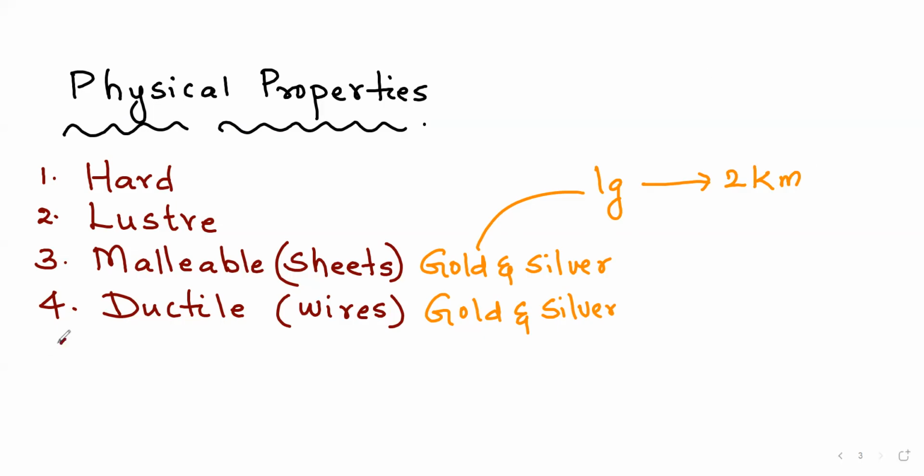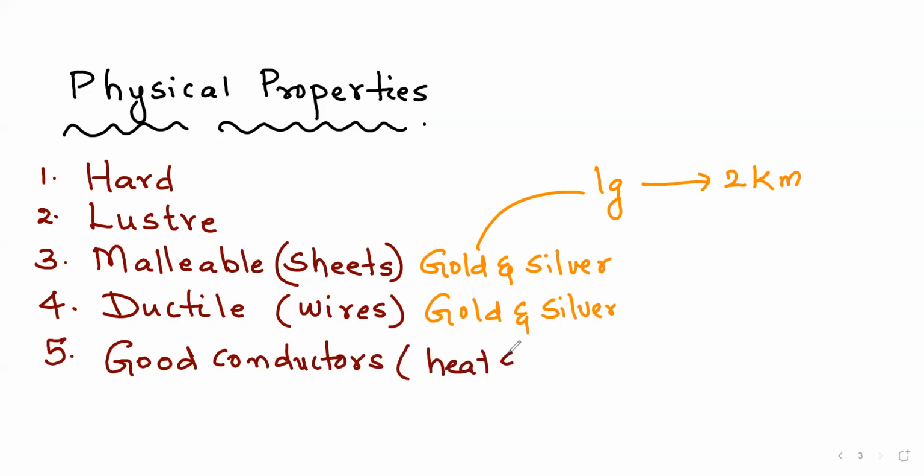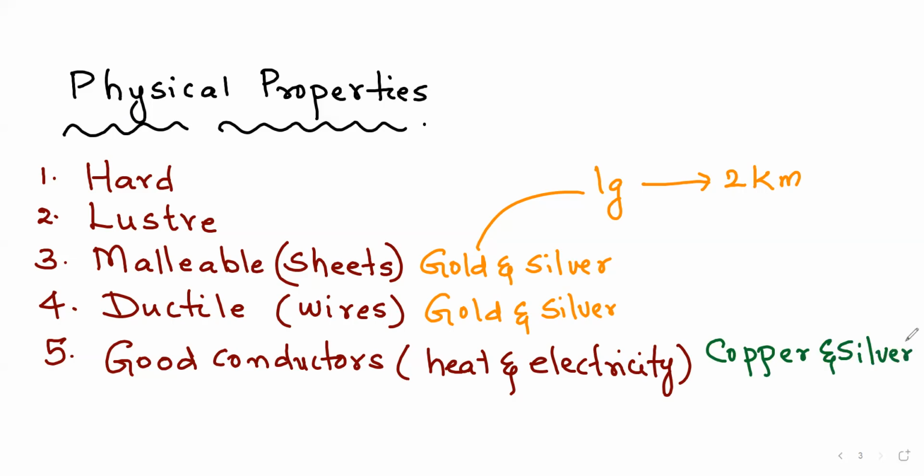Among the remaining properties, most metals are good conductors of both heat and electricity. They are used for cooking utensils and so on. The most conducting metals are copper and silver. This is why most cooking utensils are made of copper.